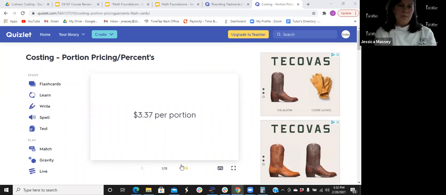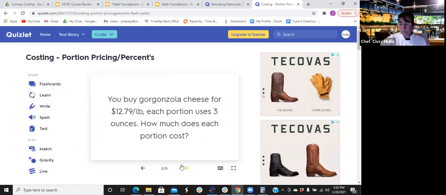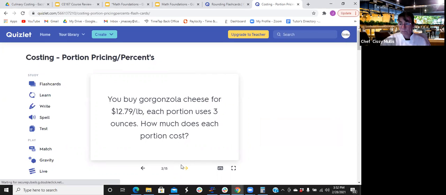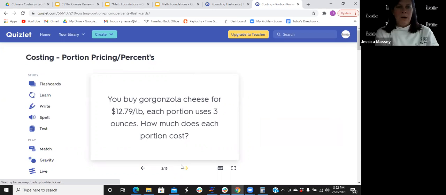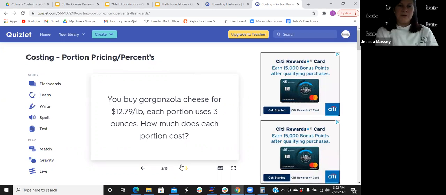All right, let's do a couple more of these while we still have a few more extra minutes. So you buy Gorgonzola cheese for $12.79 a pound. Each portion uses 3 ounces. How much does each portion cost?